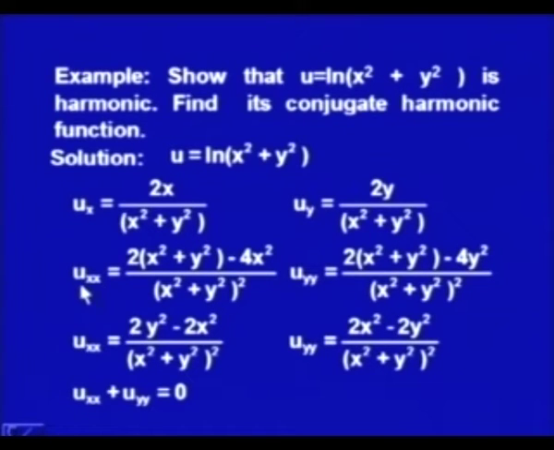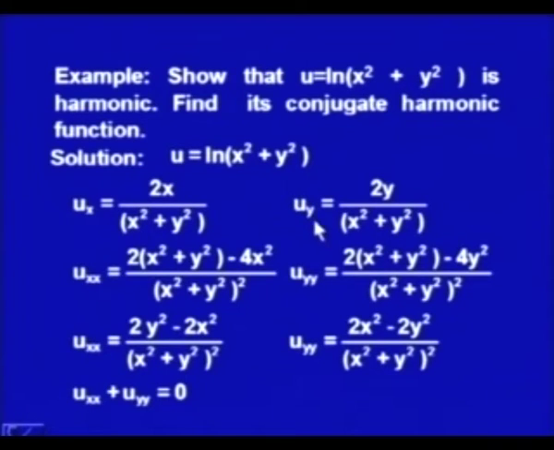and its second derivative uxx, if you differentiate it once again, is 2 times (x square plus y square) minus 2x times the derivative of this, which is 2x. This is the numerator, divided by the denominator, (x square plus y square) whole square. That comes out to be the second derivative of u. Simplifying this, uxx comes out to be (2y square minus 2x square) divided by (x square plus y square) whole square. On the same lines, one can differentiate this expression partially with respect to y.